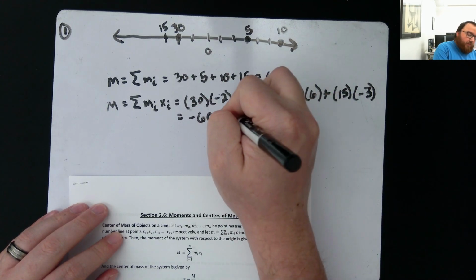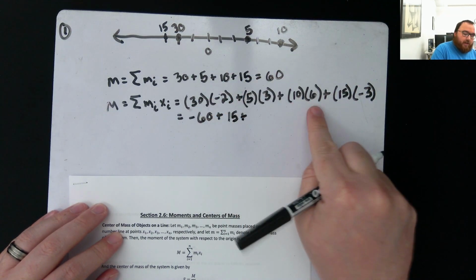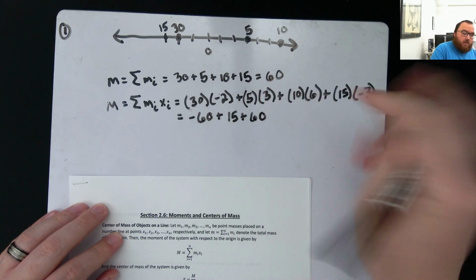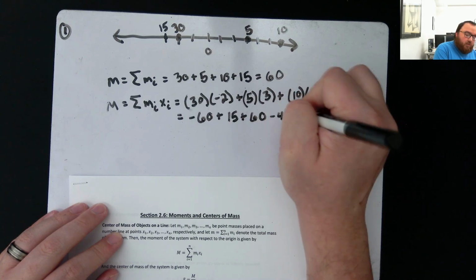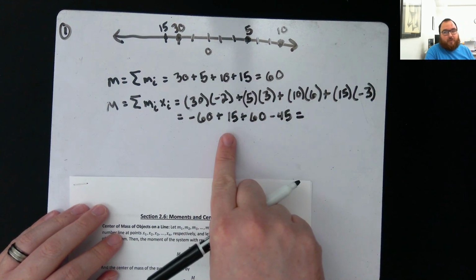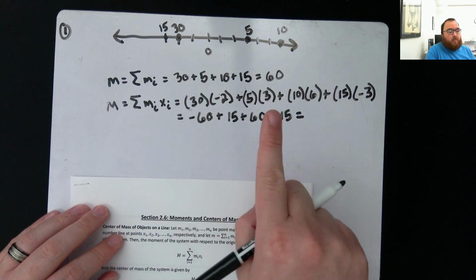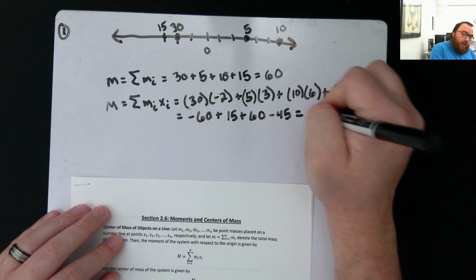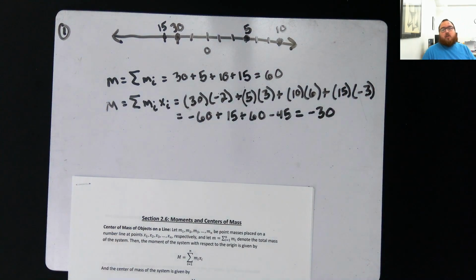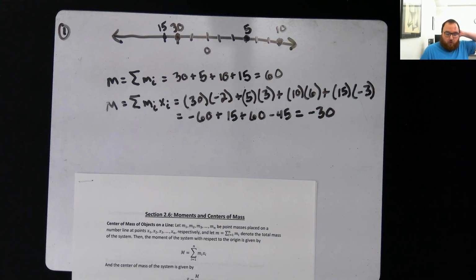5 times 3 is 15. 10 times 6 is 60. 15 times -3 is -45. -60 plus 15 is -45, plus 60 is 15, minus 45 is -30. So the moment is going to be -30.